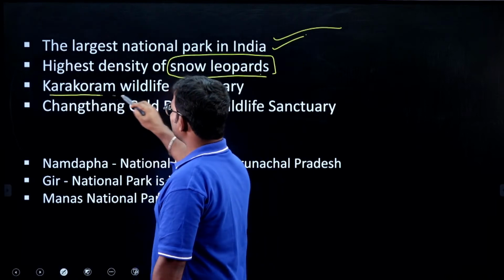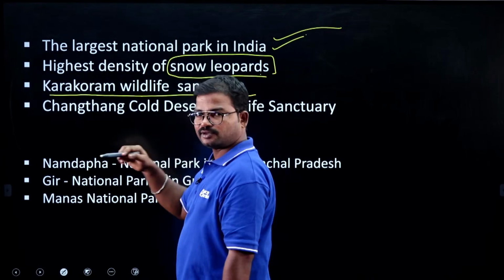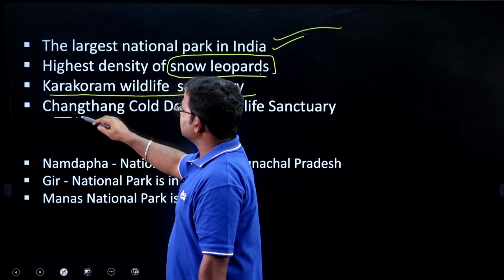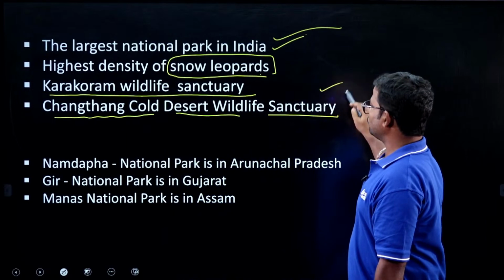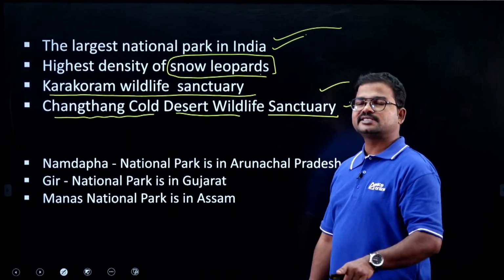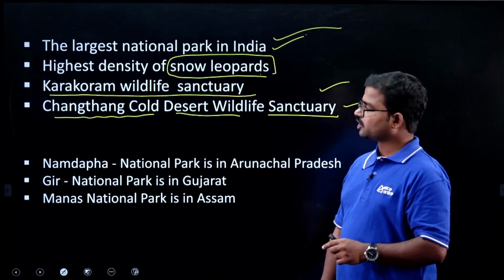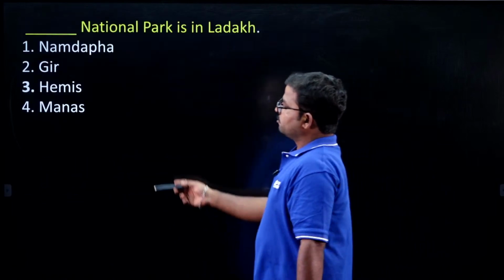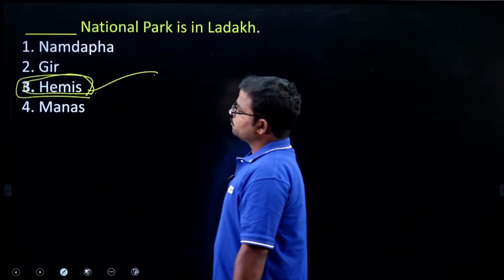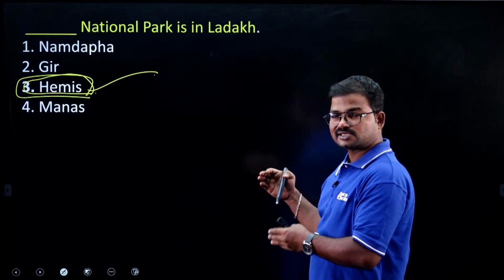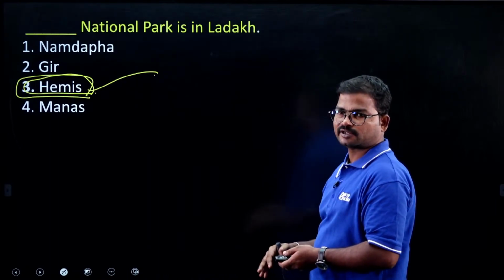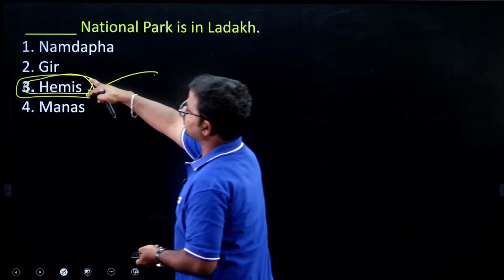One is the Karakoram Wildlife Sanctuary, you have to remember. The second is the Changthang Cold Desert Wildlife Sanctuary. These two wildlife sanctuaries also exist in Ladakh. Next one. What about the remaining options? Suppose you consider Gir, Manas, or Namdapha; these are also important from an examination point of view. Here the most important one is Gir.